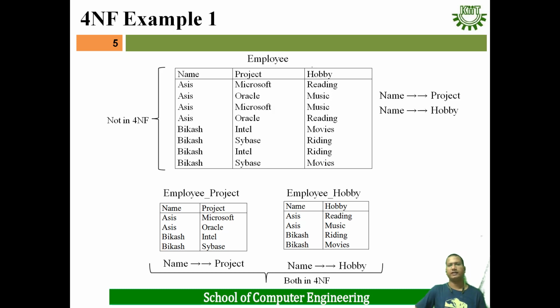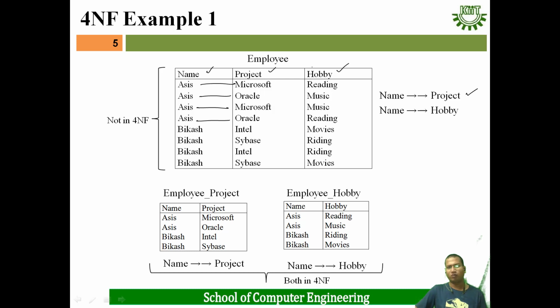Suppose this is an employee table, and the attributes are name, project, and hobby. In this case, name is multi-value dependent on project. Suppose Ashish, one name, is associated with multiple projects. Ashish is associated with Microsoft, Ashish is associated with Oracle project, Ashish is associated with Microsoft project, Ashish is associated with Oracle project. We can say name is multi-value dependent on project.